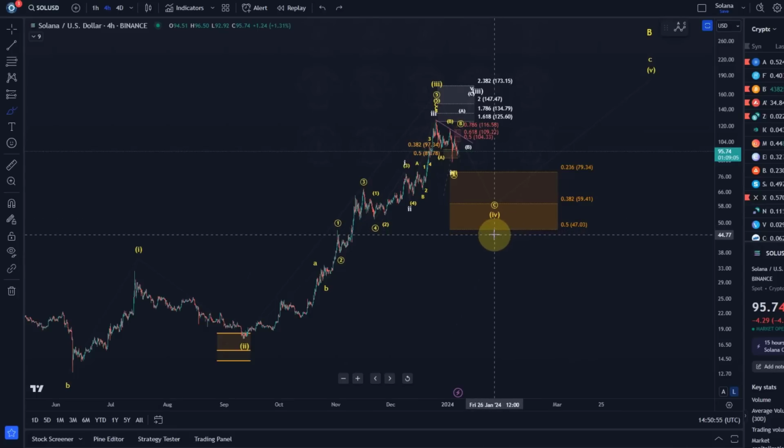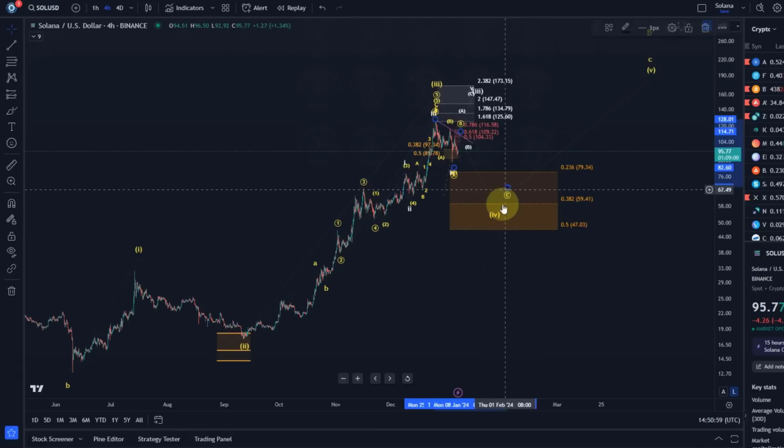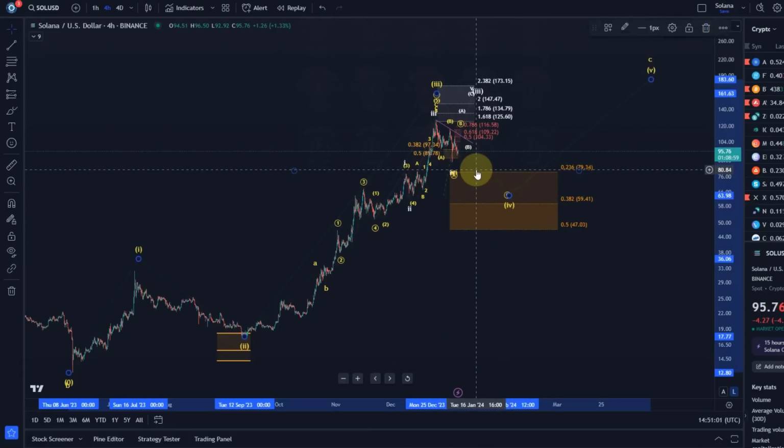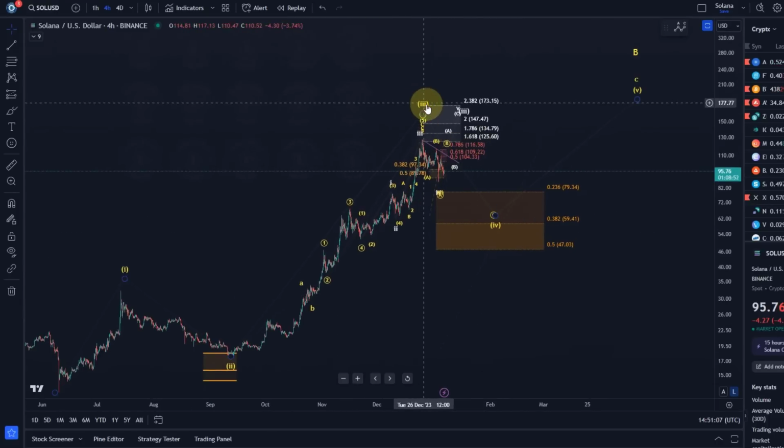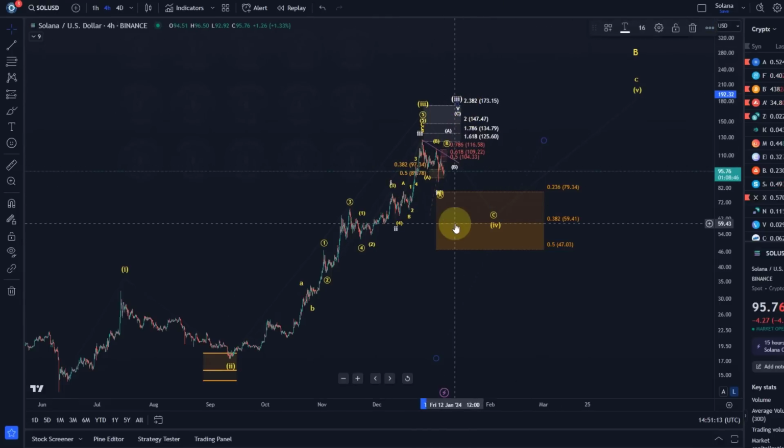So we might be in the midst of this larger degree fourth wave at the moment, but we haven't even touched that support area, not even the $79 level. So the question at the moment that we deal with on this chart is, has this third wave actually finished, or do we get one more extension? Those are the two smaller degree, smaller time frame scenarios we're dealing with.